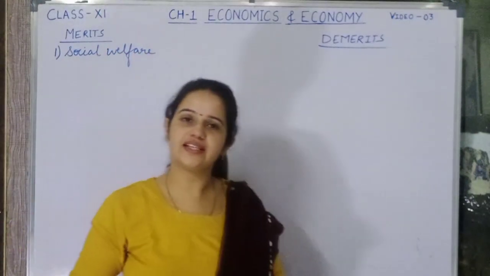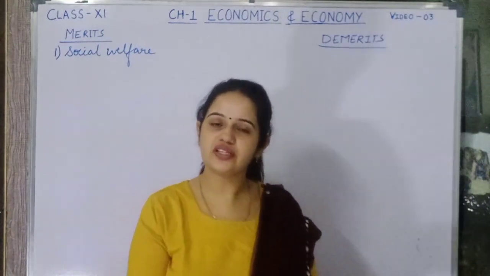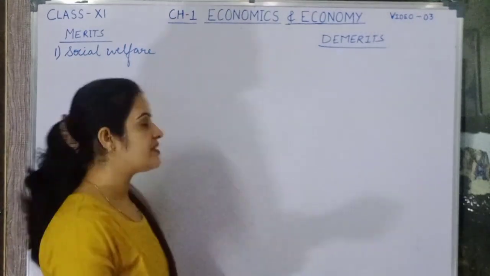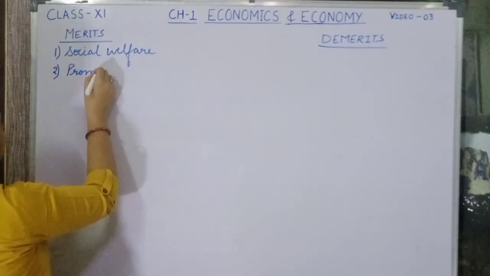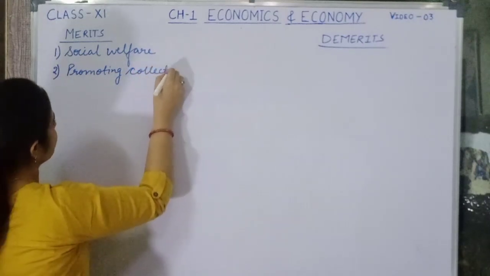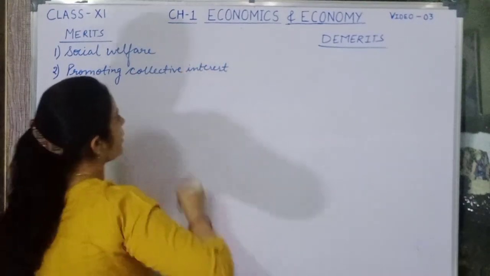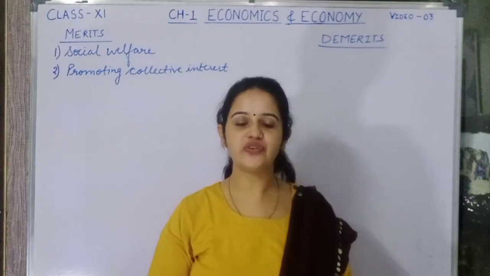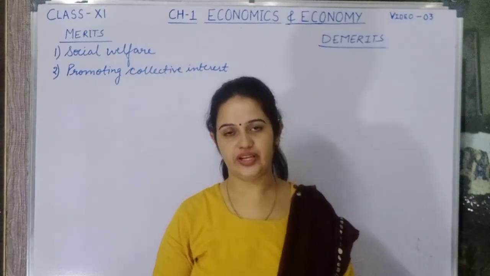Because all the decisions are taken by the government, the main motto of this economy is social welfare. Second merit is promoting collective interest. In this economy, the interest of producers as well as the interest of different sections of society is promoted.